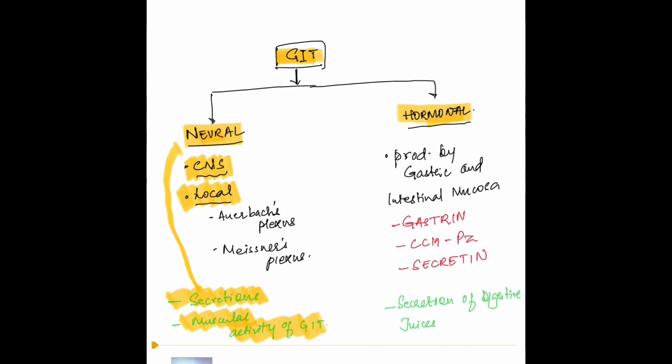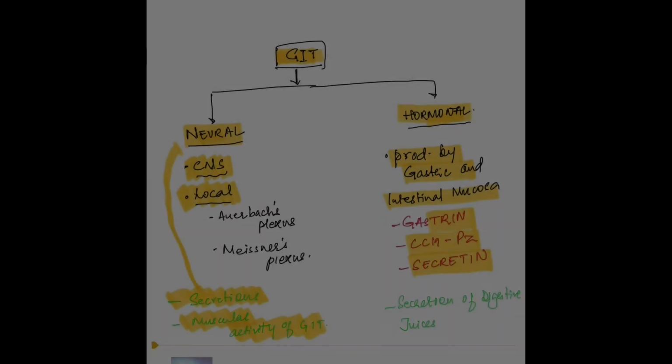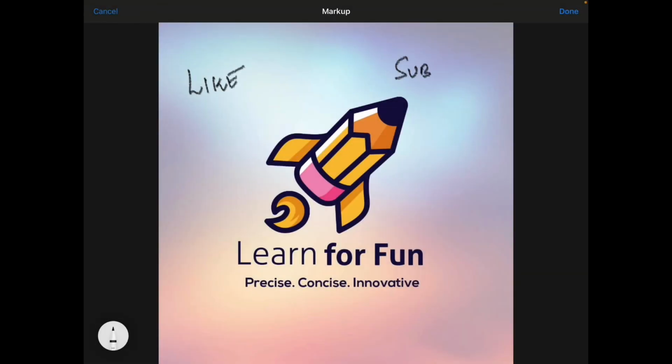Hormones can also alter the secretions of the gastrointestinal system. For example, gastrin, which is secreted in the stomach, and cholecystokinin, pancreozymin and secretin, which are secreted in the small intestine. This brings us to the end of the lecture.